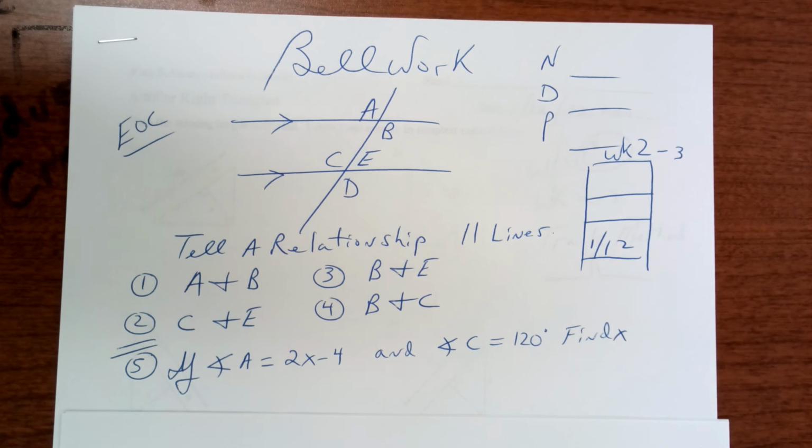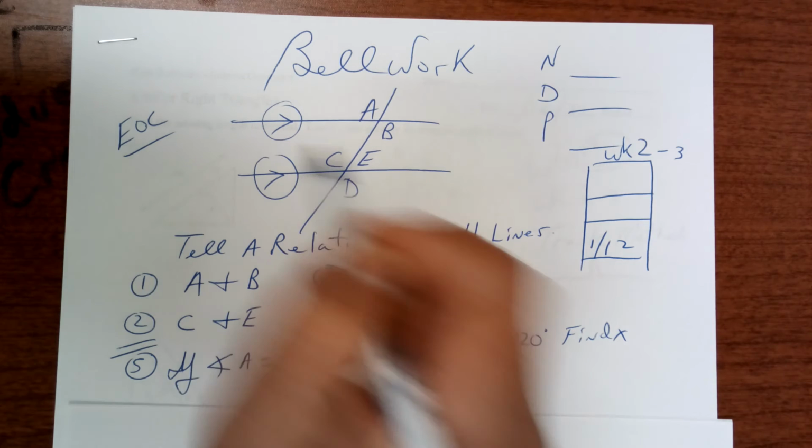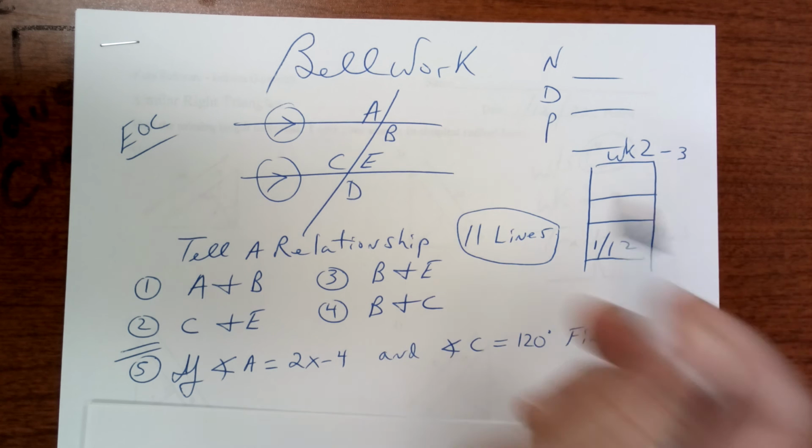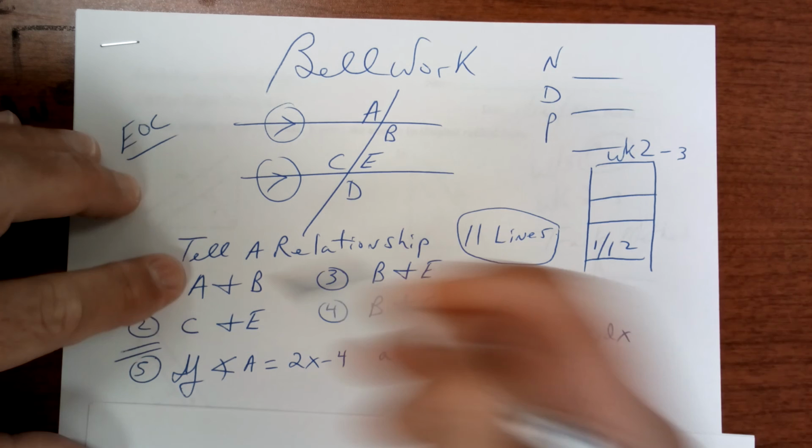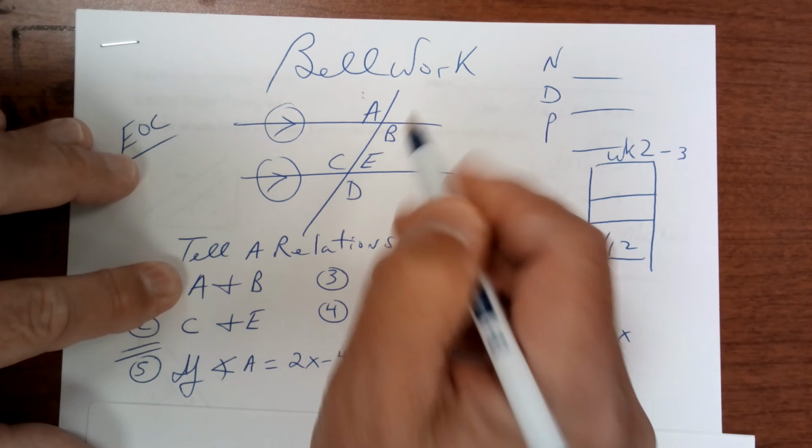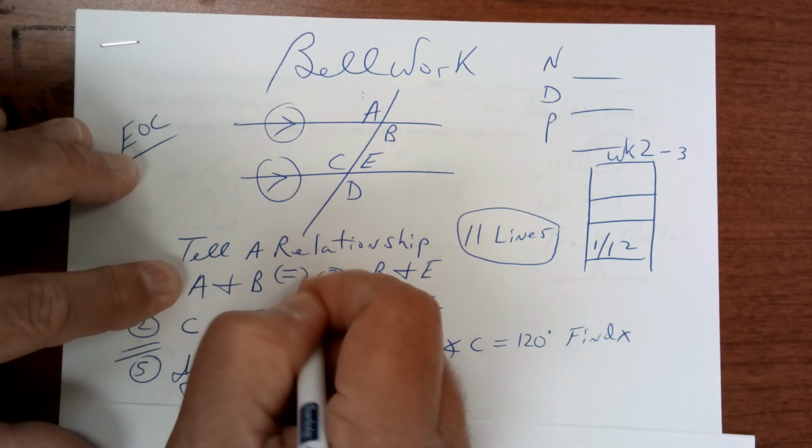It says, what's the relationship? Notice that the lines are parallel. And I even say they're parallel. So what's the relationship between A and B? A and B is vertical. They are equal. How about C and E?